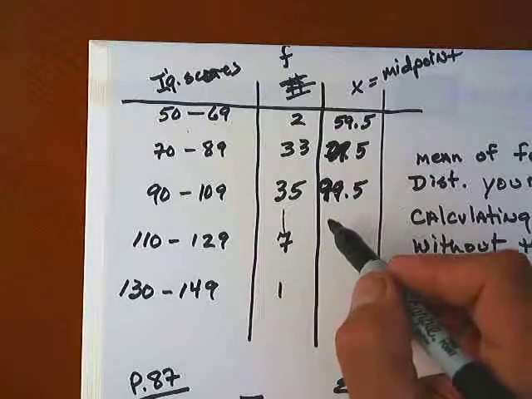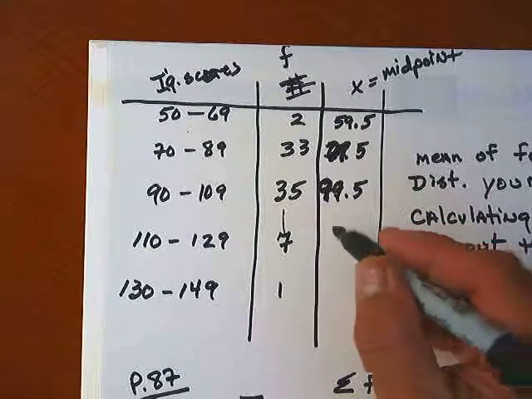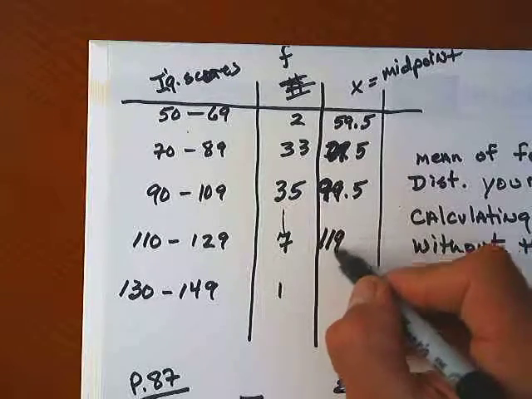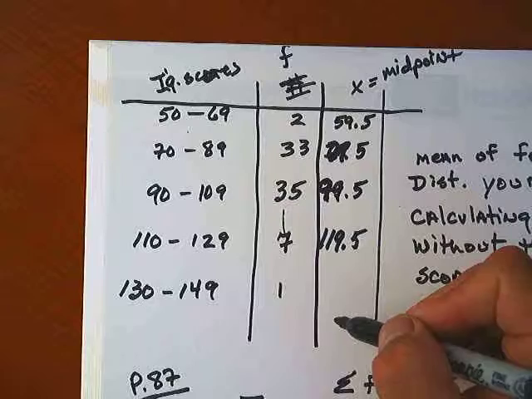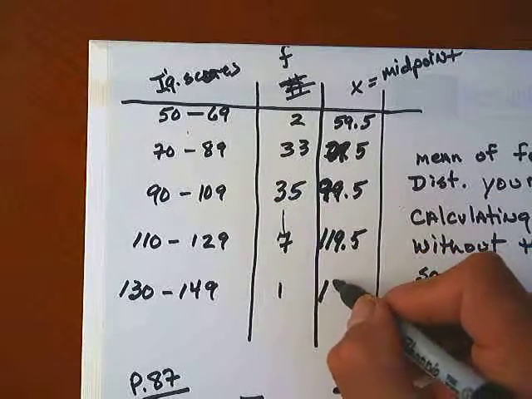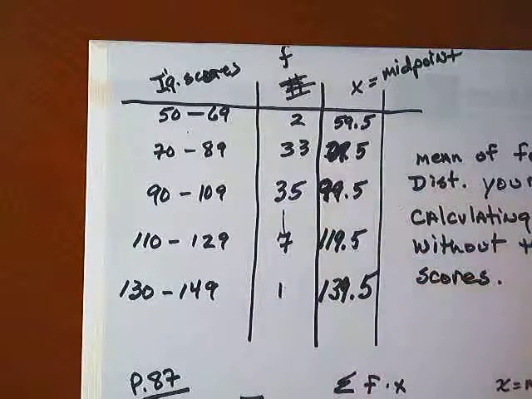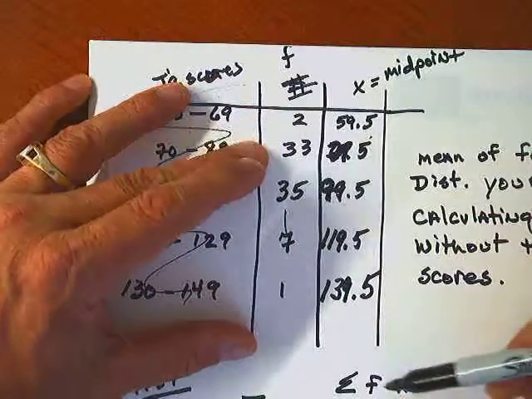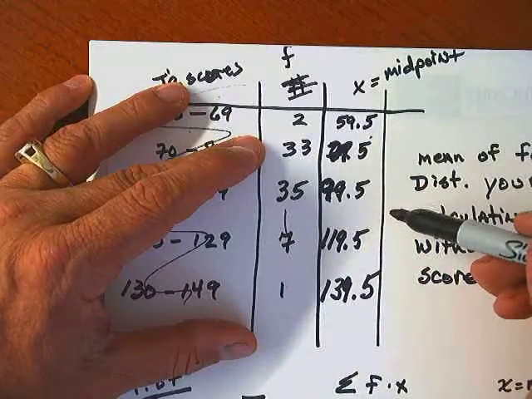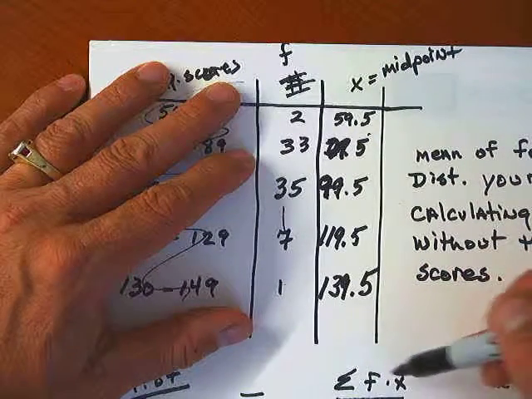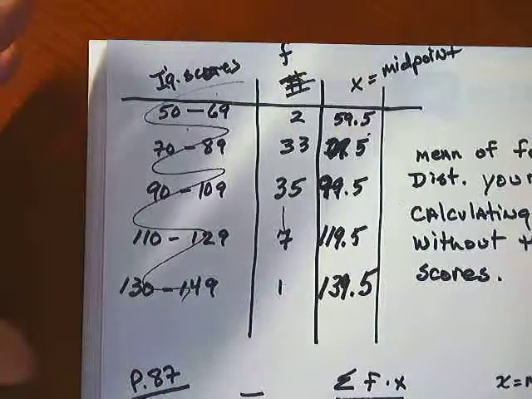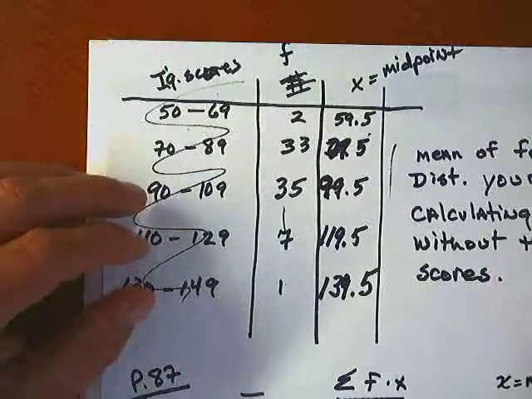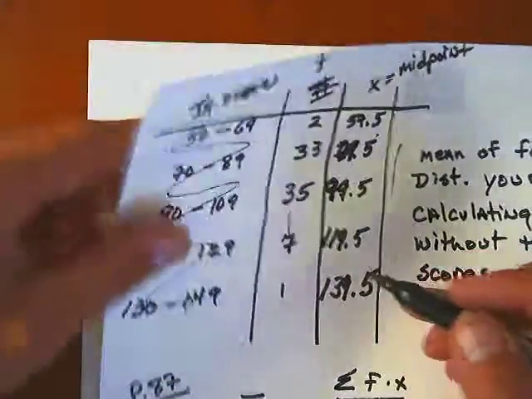Well, I can calculate them 9 times, or I can just take 10 and add it to each one, so that'd be 69.5, 79.5, I'm sorry, add 20. That'd be 79.5, and this would be 99.5, and add 20, this would be 119.5, then add 20, that'd be 139.5.